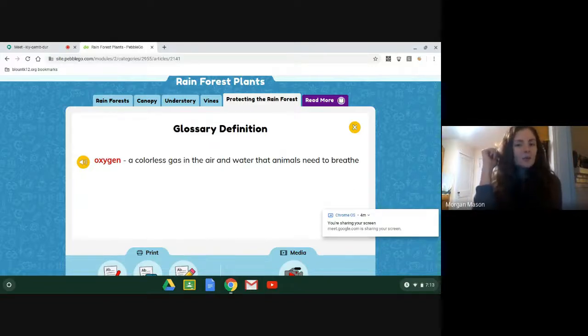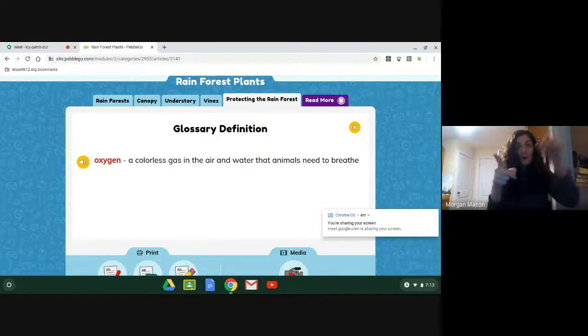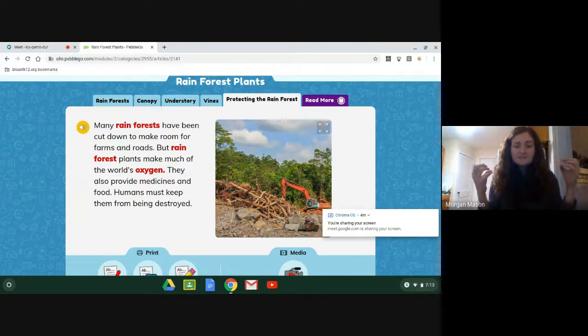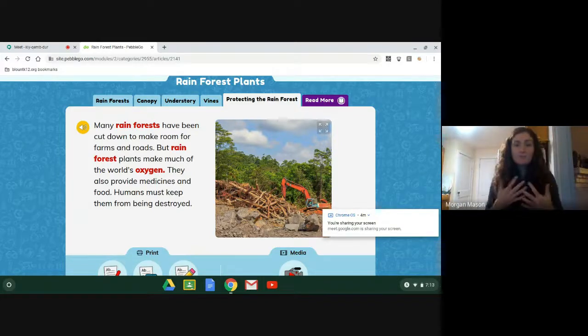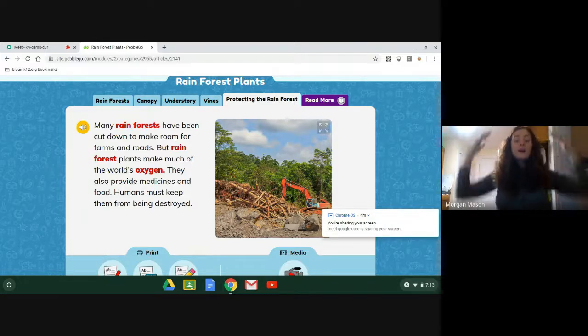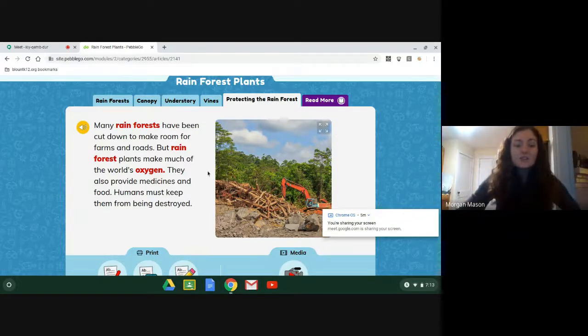Who else needs to breathe? I need to breathe. You need to breathe. Your mom, dad, grandma, grandpa, pet dog, pet cat, they need to breathe. So what is happening when these rainforests get cut down? We're losing that oxygen. We're losing that gas that plants give off, because plants make that oxygen. They take that in and they expel it. That means they put it out. And we take in that oxygen because we need it to breathe, right? It says they also provide medicines and food.